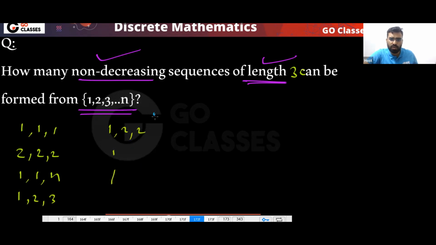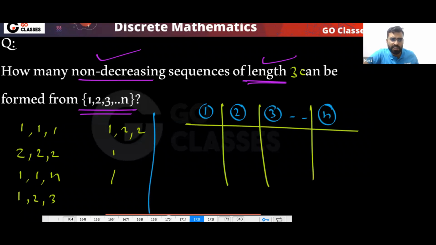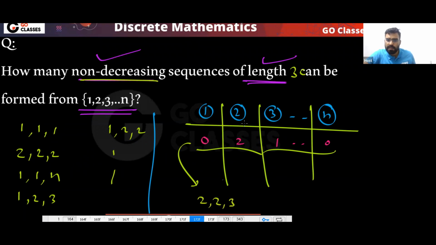So what is happening here? If you know how many ones you are taking, how many twos you are taking, how many threes you are taking, then you will get a unique sequence, right? See, if I take 0 ones, 2 twos, 1 three, and everything else is 0, then which sequence will I get? Non-decreasing, so I will get 2, 2, 3. This is a sequence of length 3.